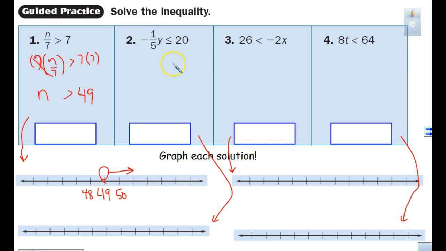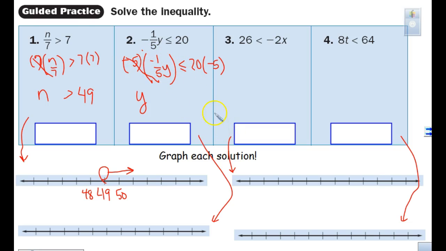Question 2. As I look at the question, Emily, I have negative 1/5 times y. What do I want to multiply by on both sides? I want to take negative 5. So I'm going to put negative 5 times this negative 1/5 y, less than or equal to 20, and I'm taking that times negative 5. The negative times a negative gives me positive y. Those cancel, right?